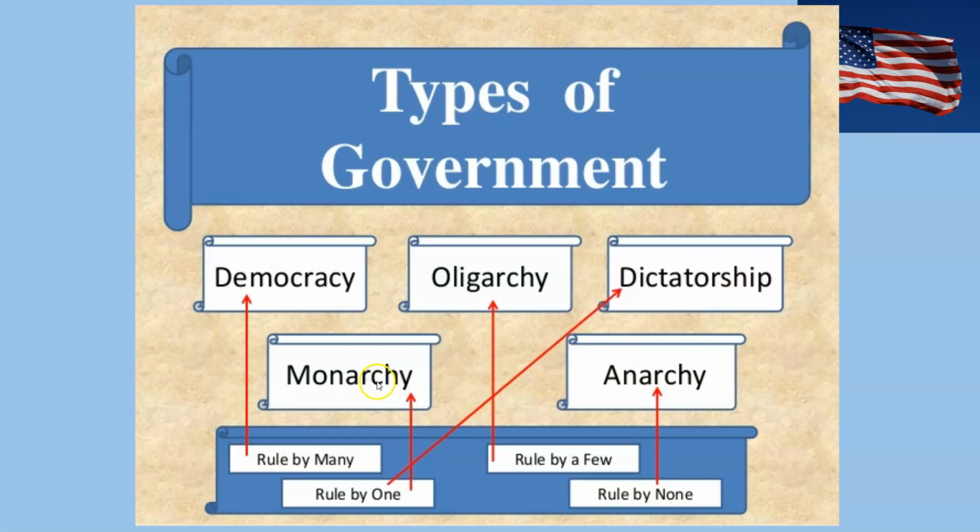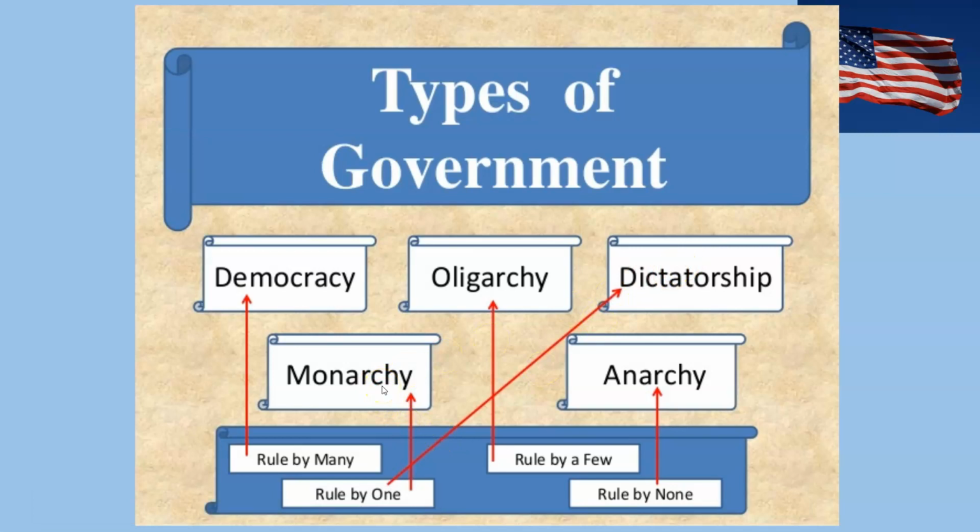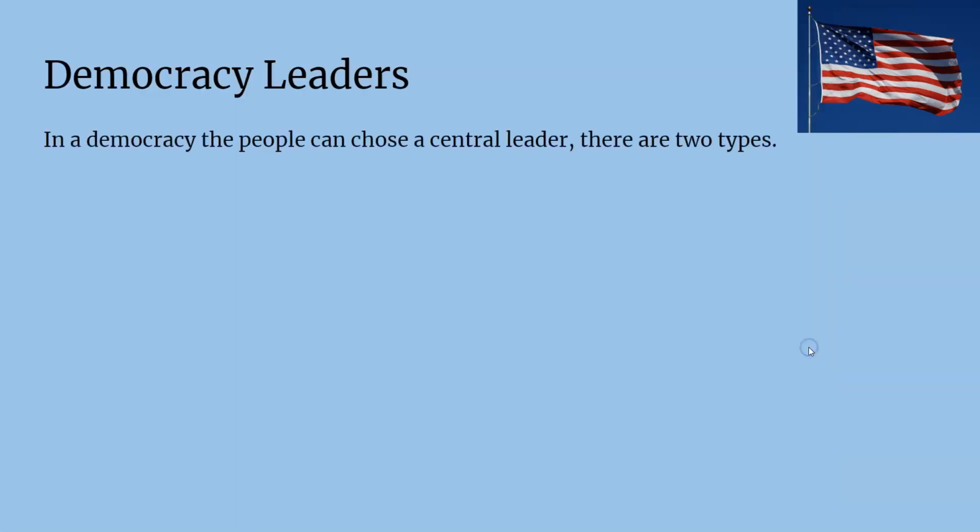The difference between a monarchy and a dictatorship is that a monarch usually passes on the title, like their son or daughter becomes the king or queen. That's usually how that goes. A monarchy doesn't necessarily have to be a bad thing. Dictatorships are almost always bad. You rule by power, you rule by force. So that's kind of the difference there.